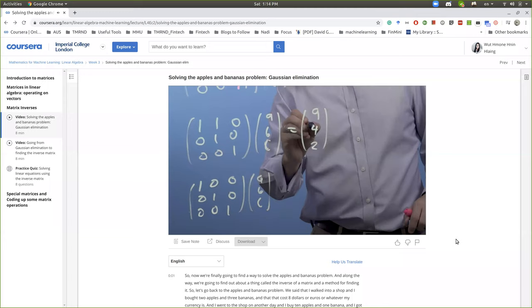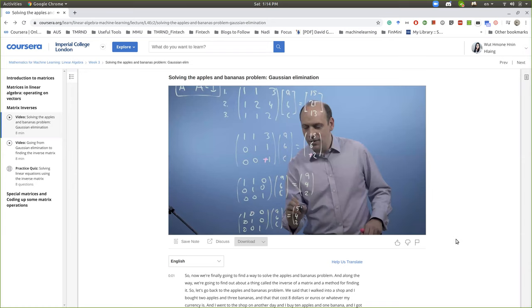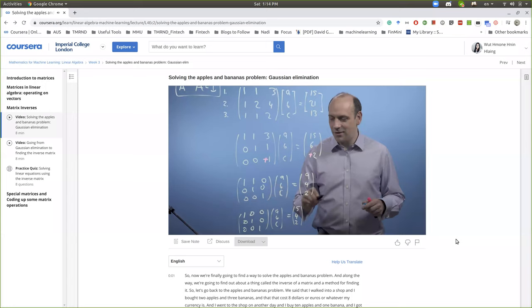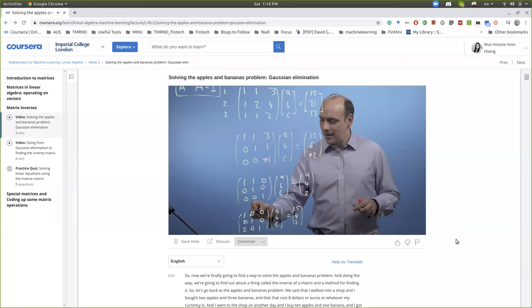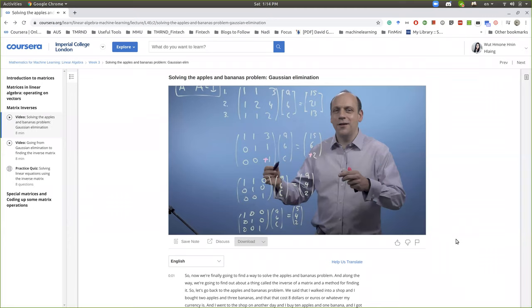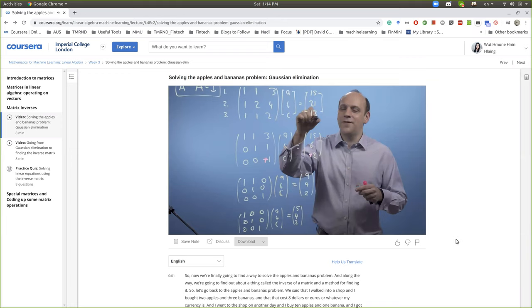So my solution here for my apples, bananas, and carrots problem is that apples cost 5 euros, bananas cost 4 euros, and carrots cost 2 euros. And that's solved the problem for me. Very nice. So I didn't really have to compute the inverse at all. But I've only found out the answer for this specific output vector.